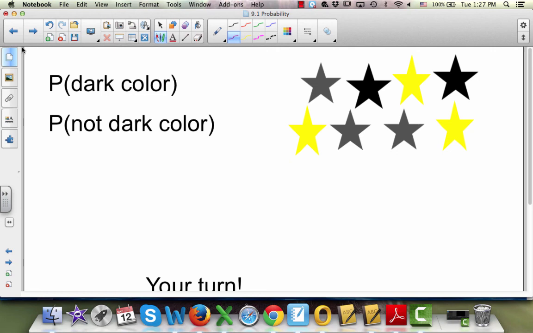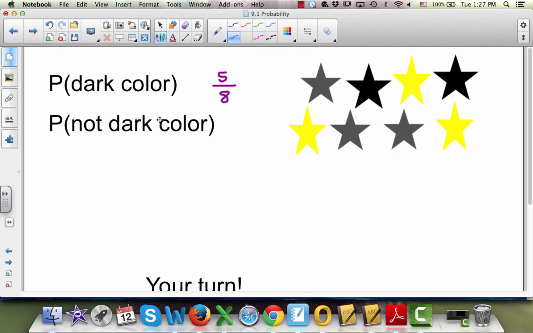Alright, here's one for you. The probability of a dark color. Find that, and then find the probability of not a dark color. Pause the video and come back to me. Alright, probability of a dark color. How many possible outcomes do we have? 1, 2, 3, 4, 5, 6, 7, 8. 8 possible outcomes. So that means that a dark color would be this one. 1, 2, 3, 4, 5. 5 favorable outcomes. So that gives us 5 out of 8.